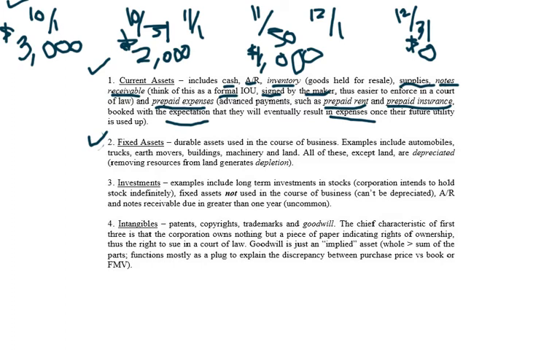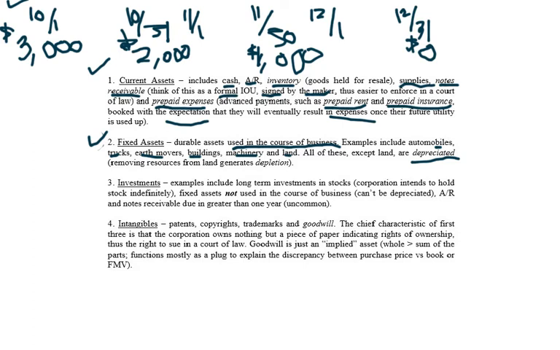We mean durable assets, and this is important, used in the course of business. They have to be used in the business, and you'll see why in a moment. So examples should be no surprise here. Automobiles, trucks, earth movers, buildings, machinery, land. Anything that sounds like it's going to be around a long time and probably costs a lot of money will probably fit into the fixed asset category, because again, they're going to be around a lot longer than just 1 year. All of those that I just described, except for the land, we depreciate, which simply means a systematic devaluation of what we paid for them.